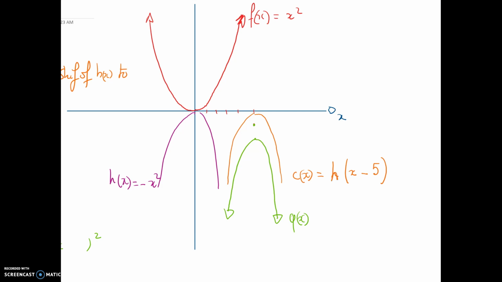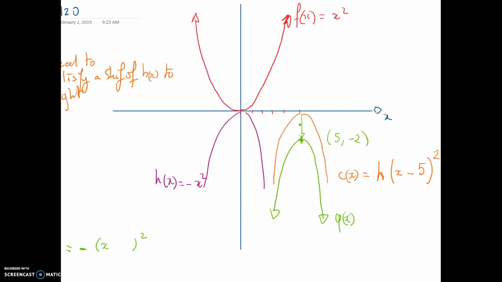Okay? And now, when I look regarding h of x, c of x, and g of x, I see clearly that g of x, and by the way, I need to have a square right here. Now I can see clearly that c of x has been shifting down of 2 units, okay? Because they are telling me on your graph that this point has a coordinate 5 for x and negative 2 for y. So that means that g of x is going to be negative x minus 5 minus 2.